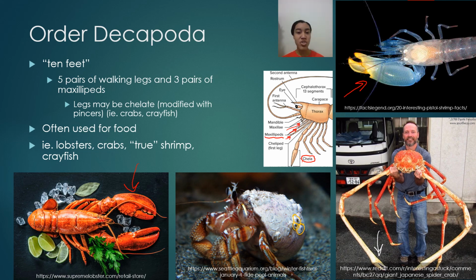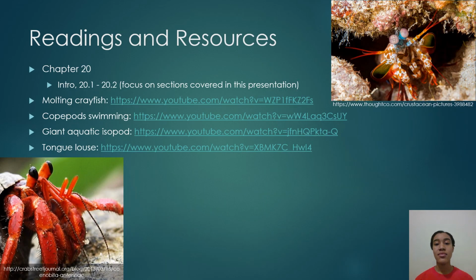And we're generally, as humans, very familiar with decapods because we eat a lot of them. Decapods includes lobsters, crabs, true shrimp, and crayfish, which are all very popular in cuisine all around the world. This concludes our second lecture on arthropods.